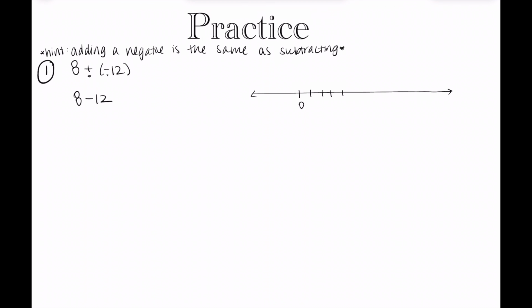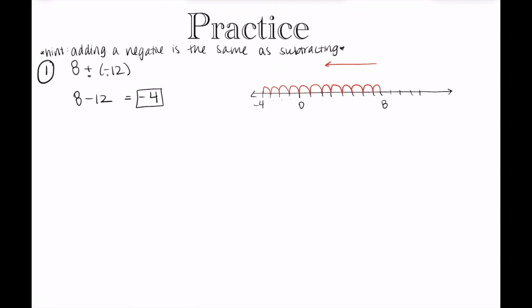We'll draw our 0. We'll go out 8 places, and now we're just subtracting by 12. Subtracting means that we will move left, so that will be represented by our red arrow. We're going to be going in that direction, and we are moving left 12 spaces. So when we go out by 12, we end up at the negative 4 tick mark, if we count that out. So we get 8 minus 12 to equal negative 4 for number 1.